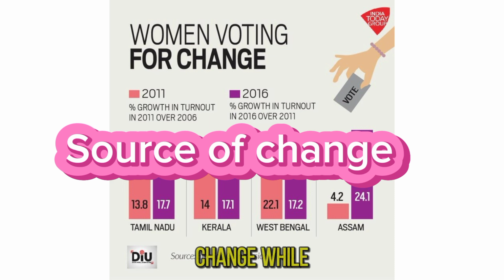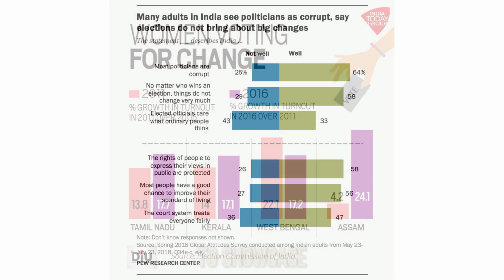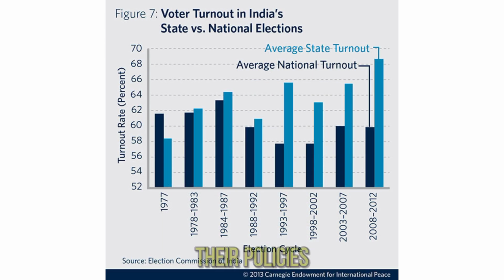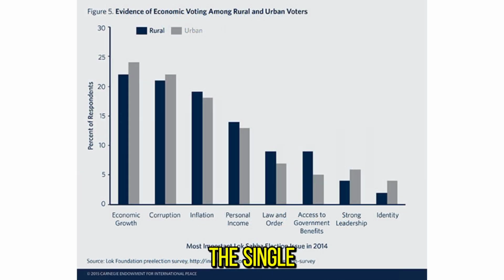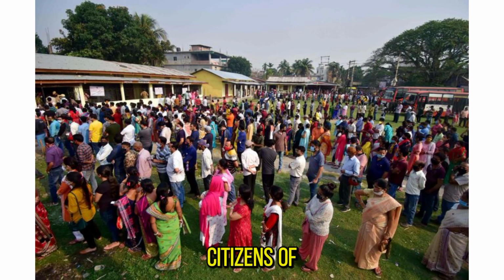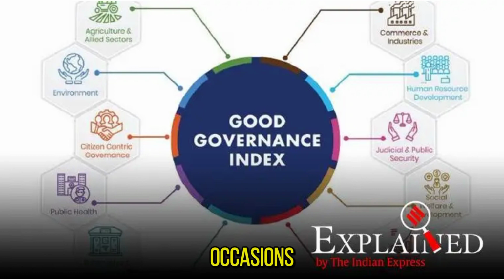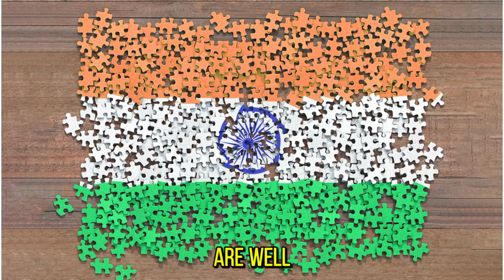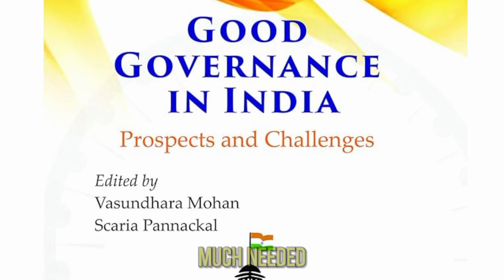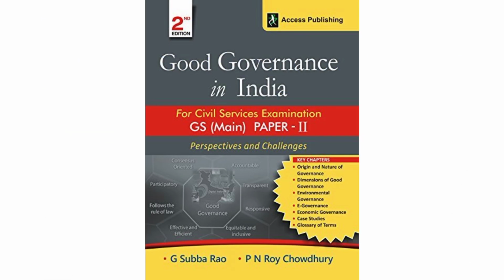Source of change. While protests are one of the ways to showcase the displeasure of the citizens towards the government or any of their policies, voting is the single most important tool to register one's voice. The collective voice or mandate of the citizens of the country can be the loudest cry for change. It has been clearly seen before on many occasions that the citizens of the country are well capable of showing the door to a non-performing government and bringing about the much-needed change in the country.